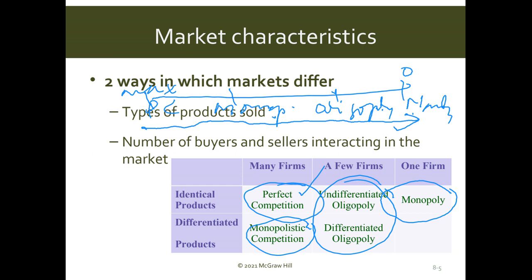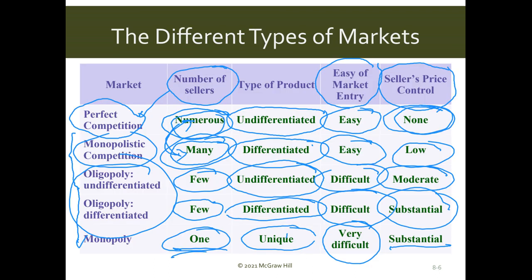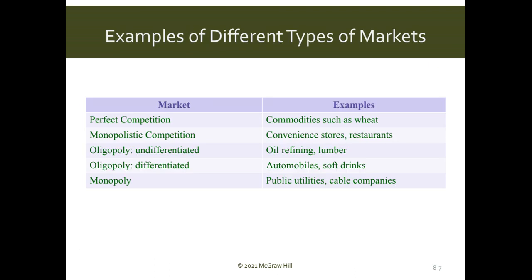These are some of the examples of different types of markets. Perfect competition examples are commodities such as wheat. So wheat is wheat. It doesn't matter who's producing. Price is almost the same everywhere. Monopolistic competition: convenience stores, restaurants, jewelry shops, barber shops. These are all examples of monopolistically competitive market structure. Remember, this is not monopoly. Students normally get confused between monopolistic competition and monopoly. They are different market structures.